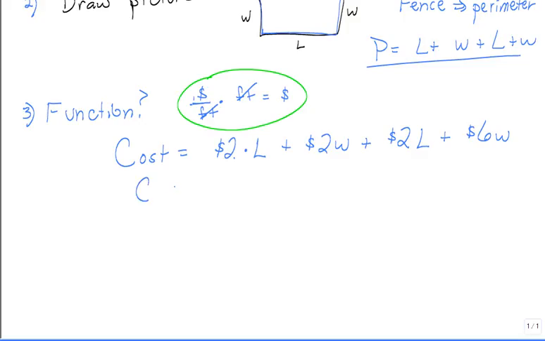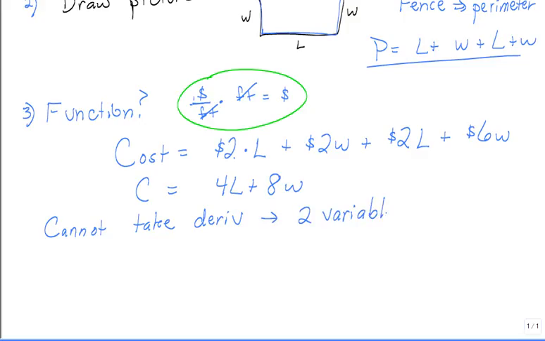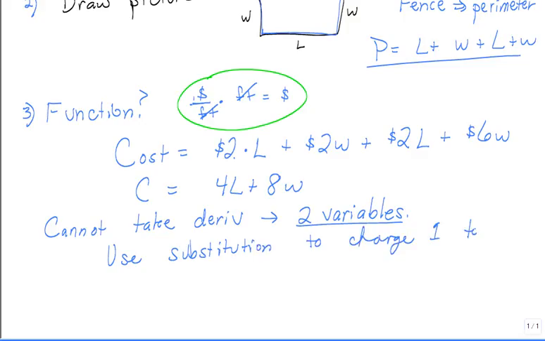Okay, now let me just clean this up a little bit. So we have 4L and we have 8W. We can't take the derivative of this. There's two variables, L and W. So we have to use substitution to change one to the other.